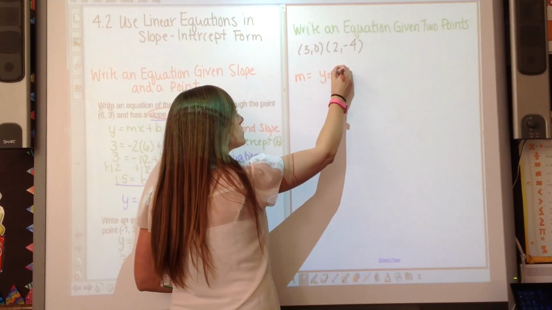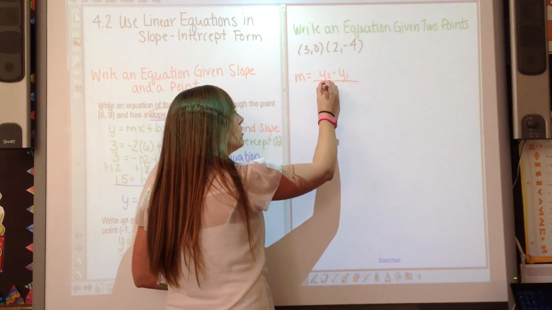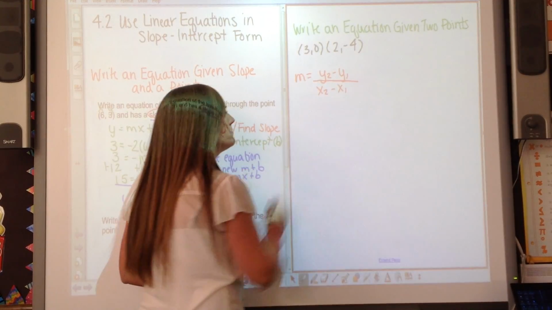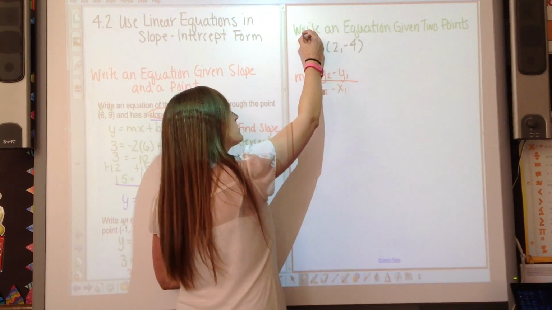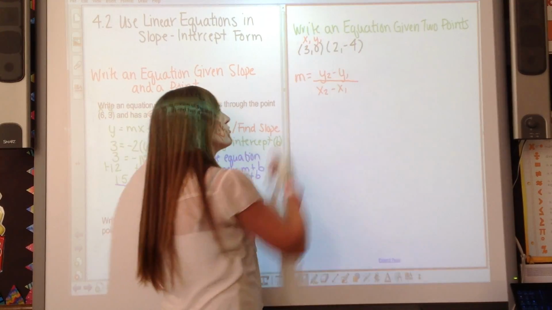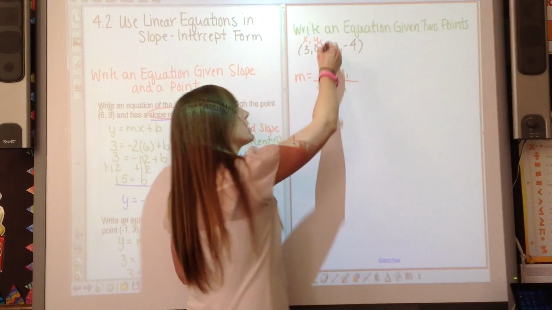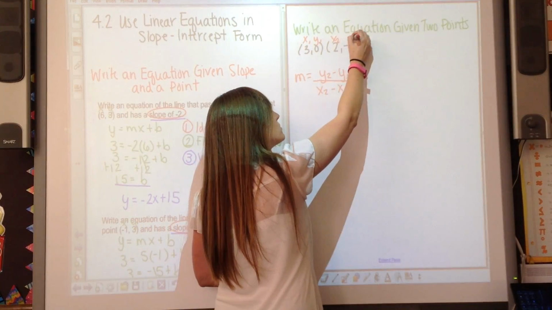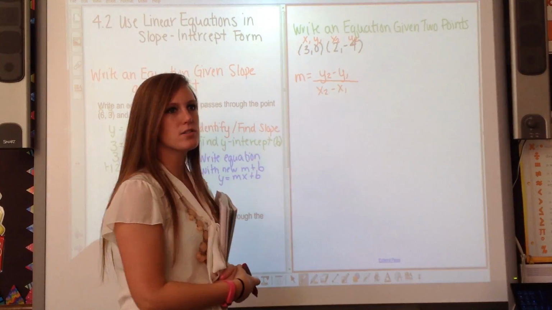Remember, the slope formula is y2 minus y1 over x2 minus x1. This is the first ordered pair, so I'm going to have subscripts of 1. This is the second ordered pair, so I'm going to have subscripts of 2. I'm going to plug it right into the formula.